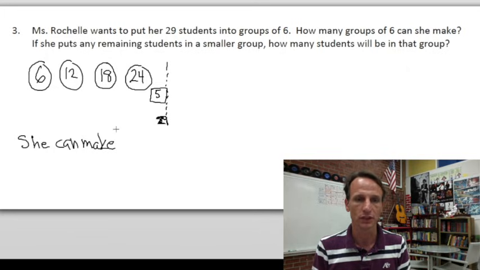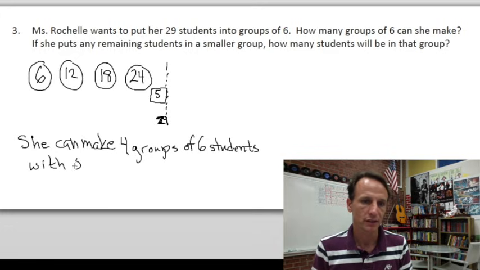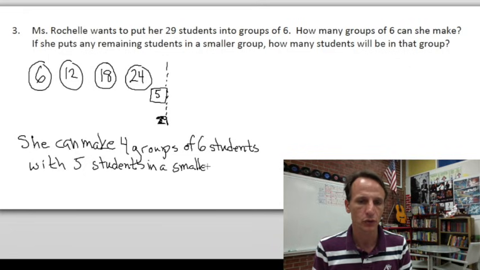1, 2, 3, 4. So she can make 4 groups of 6 students with 5 students in a smaller group. And that's why this one is so important.